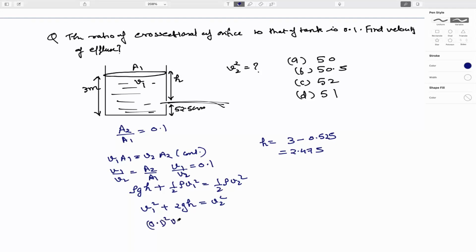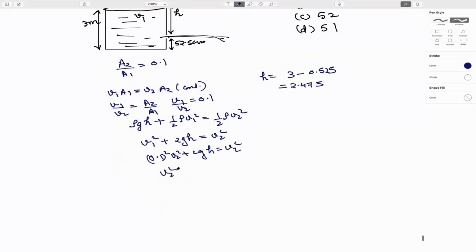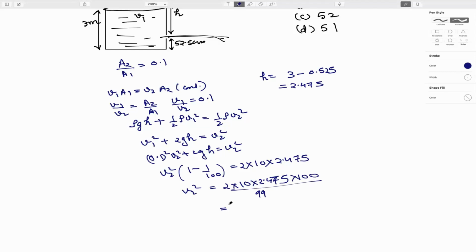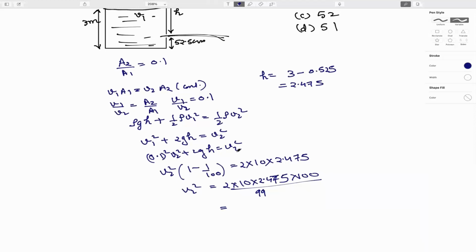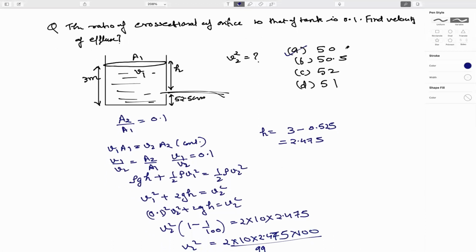That is 0.1 square V2 square plus 2gh is equals to V2 square. So it comes out to be V2 square times (1 minus 1 divided by 100) is equals to 2 into 10 into h, which is 2.475. V2 square is 2 into 10 into 2.475 into 100 divided by 99. We need to calculate it accurately because all the options are around 50, so you cannot take a random value. It comes out to be 50. So the correct option is 50 meters per second.